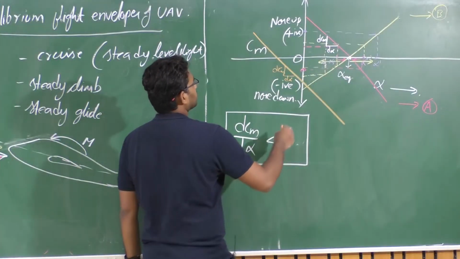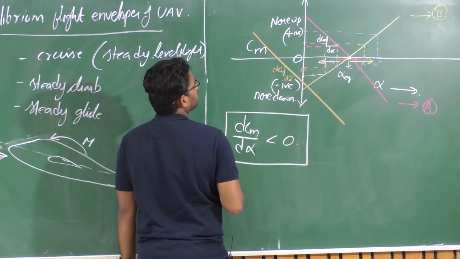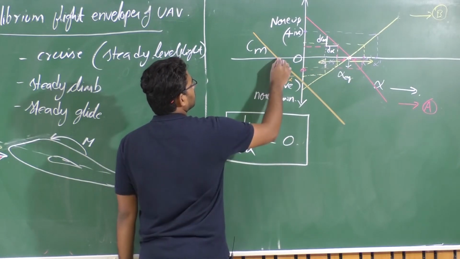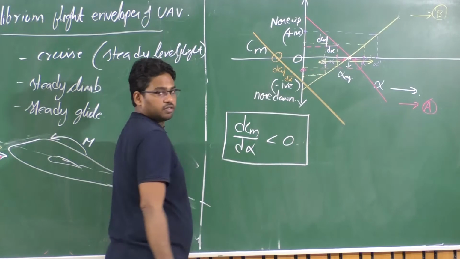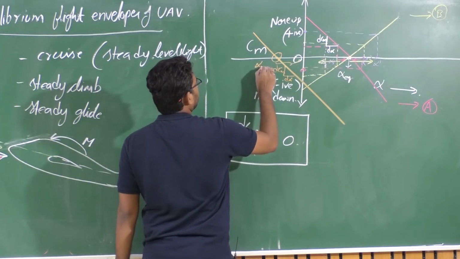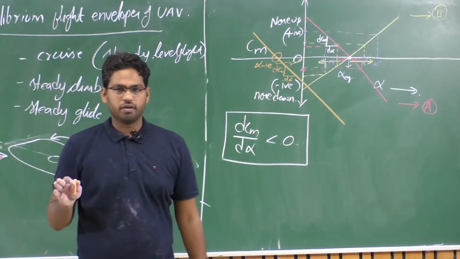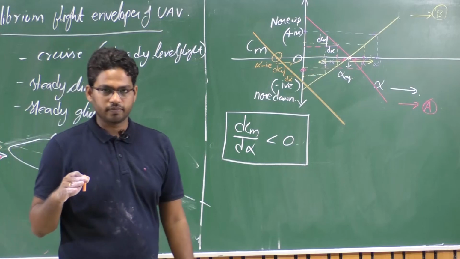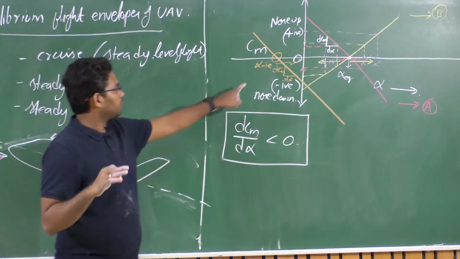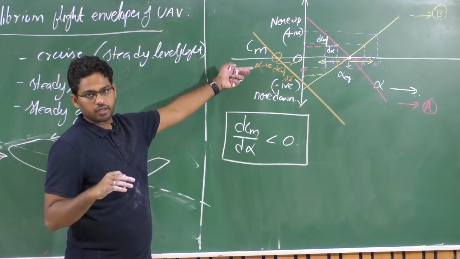So if you look at this, the alpha trim here. What is the trim condition for this particular aircraft? When Cm is 0 at this particular location, isn't it? So at this location you have a negative angle of attack. Alpha is negative, right? So you will not be able to trim the aircraft at negative angle of attack, isn't it? You will not be able to fly the aircraft at negative angle of attack. So you should not trim it at negative angle of attack.